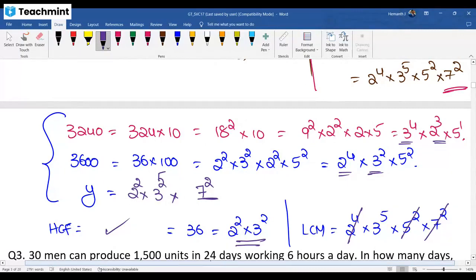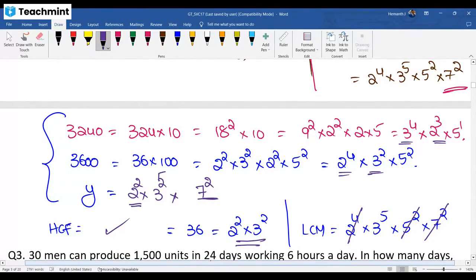Whereas for HCF, I need prime numbers which exist in all the three, and the least powers of those. I repeat, I want prime numbers involved in all the three, least powers of that. Prime numbers involved in all the three are 2 and 3. Least power for 2 is 2 square. Least power for 3 is 3 square.